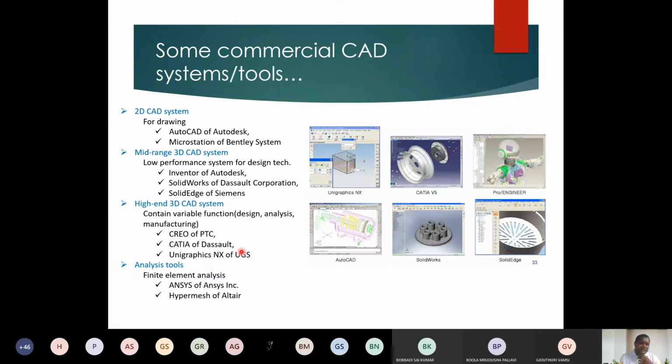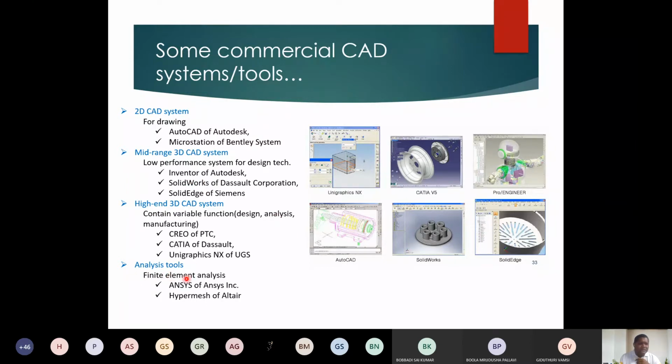And Creo of PTC, CATIA of Dassault, Unigraphics NX of UGC. These three are some. Okay, there are many in each category. There are many such kinds of tools. I'm just explaining some of the tools, okay, which are more popular. And now, of course, we have Creo in our lab. We have CATIA, and we have Inventor. We have AutoCAD. I think we have SolidWorks also through one of the APS SDC programs.